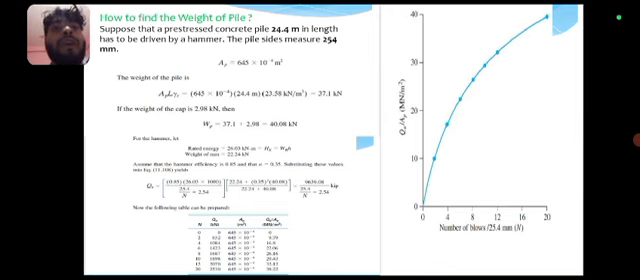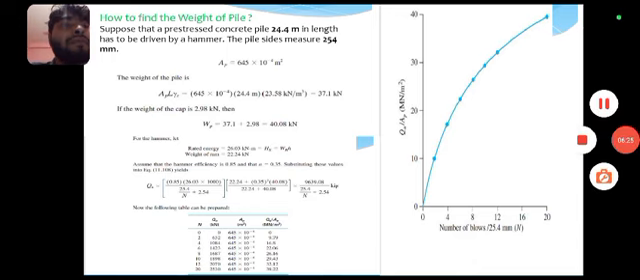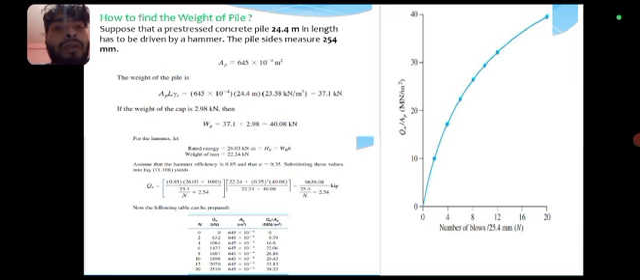After that, we will understand how to find the weight of a pile. Suppose that a concrete pile 24.4 meters in length has to be driven by hammer. The pile size measures 254 millimeters. So in this case, we will use the formula A P L gamma C. By applying this, we find the formula, so the answer is 40.08.